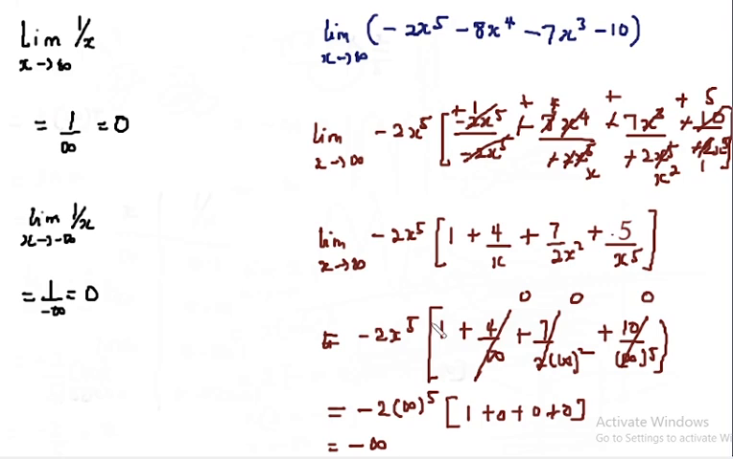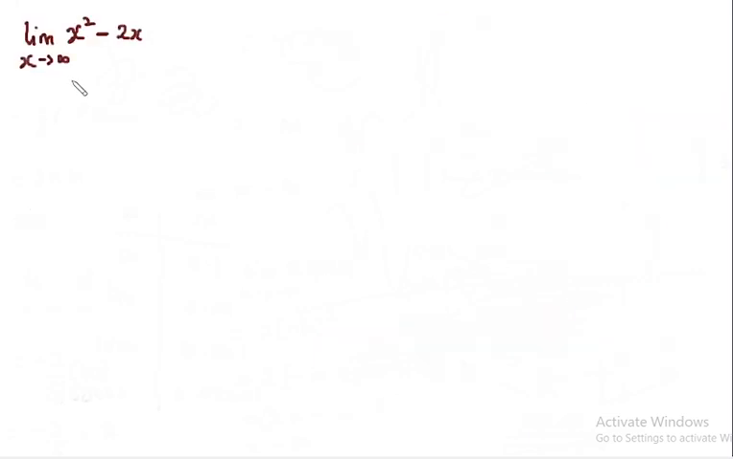So let's look at another polynomial problem. This is another polynomial example that you can pause the video and solve yourself. Like we did before, we look at the function we are given. The function we are given here is x squared minus 2x. Since this is a polynomial, let's factorize the one with the highest term.